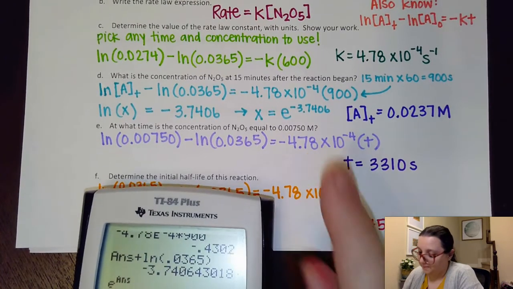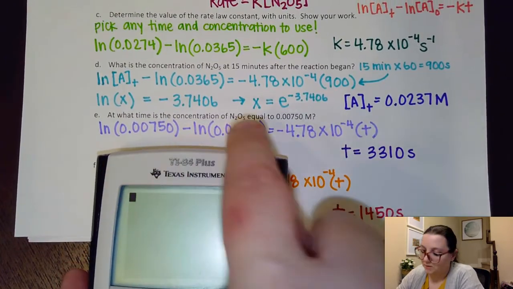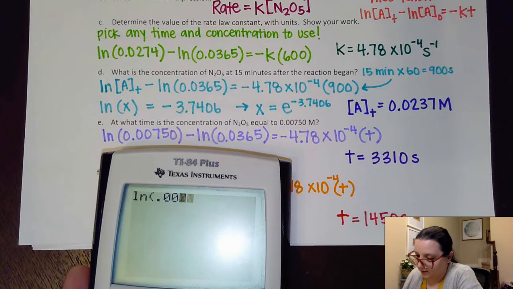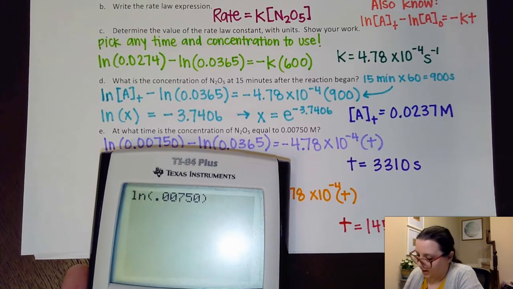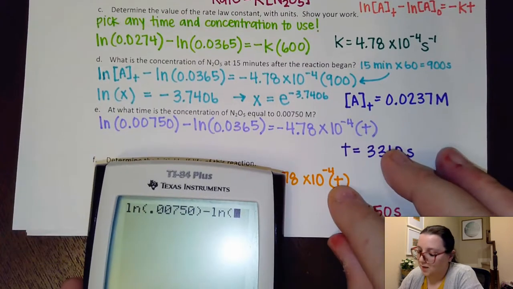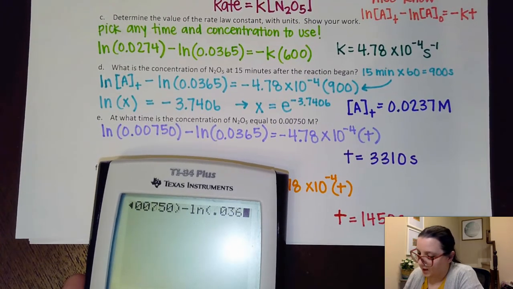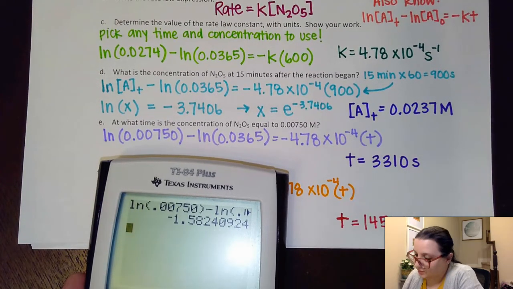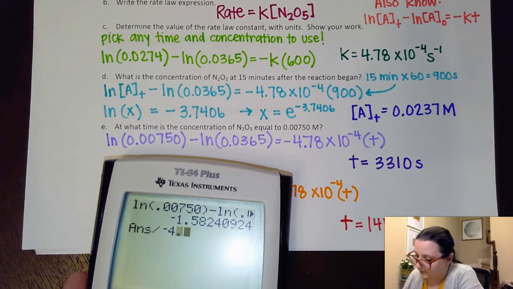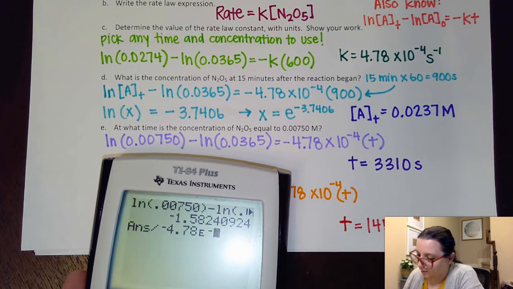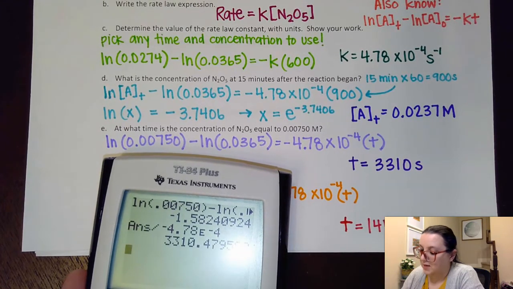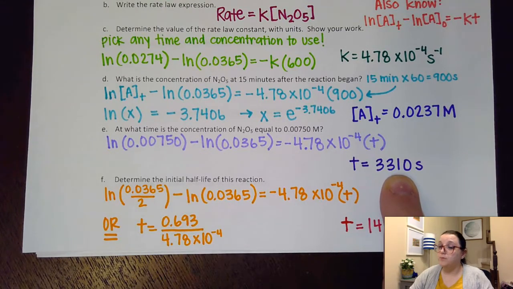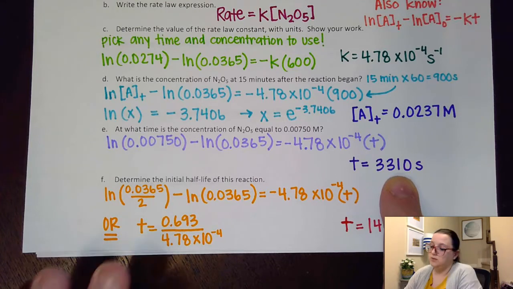So again, to do that, I'm going to solve all this on the other side. So I would have ln of 0.00750 minus the natural log of 0.0365. And then I'm going to divide over my K, so divided by negative 4.78 times 10 to the negative fourth per second. And I see that gets me a time of 3,310. And again, my unit of time should match up unit-wise with K. K was in seconds, so this is going to be in seconds.